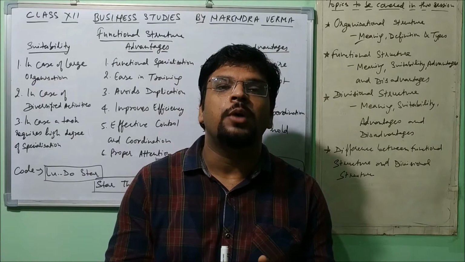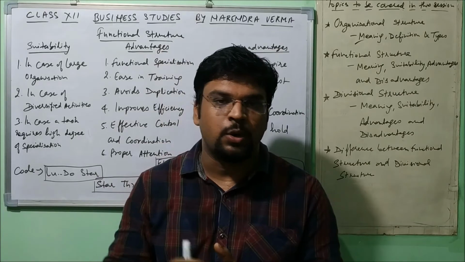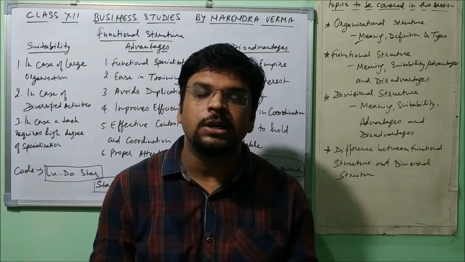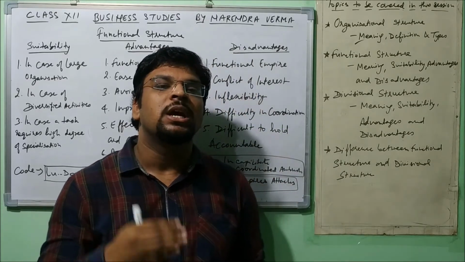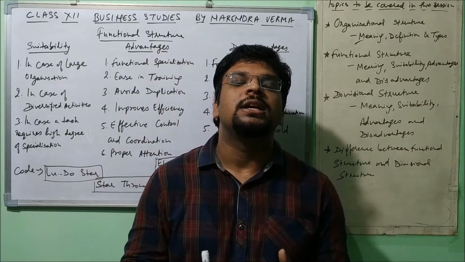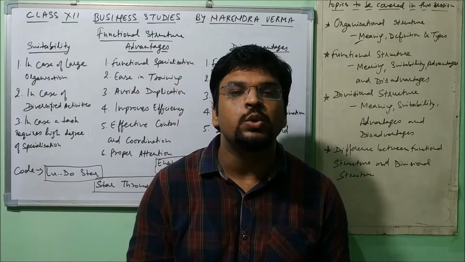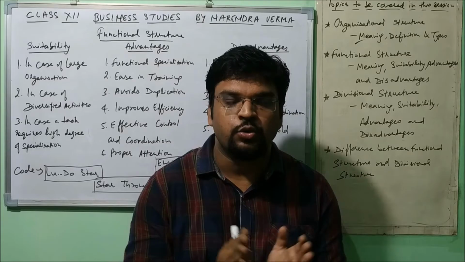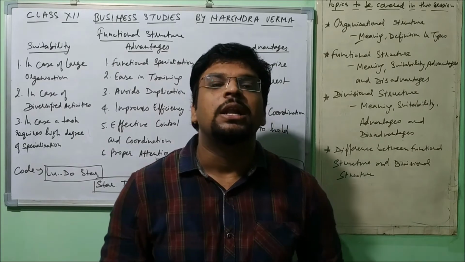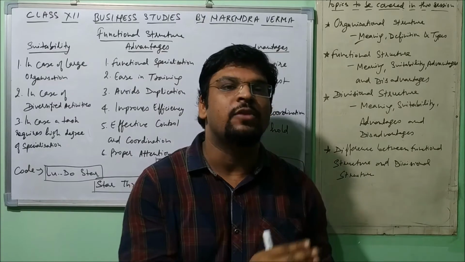Means the jobs related to production are grouped under one department, that is known as production department. Already we have discussed it so far. Similarly, the jobs related to the marketing will be put under the marketing department. And there will be one in charge of the department and other subordinates need to report to him. And further these departments can be divided into sections, right? So it is all about the functional structure. Now let's have discussion about its suitability, advantages and disadvantages, right?